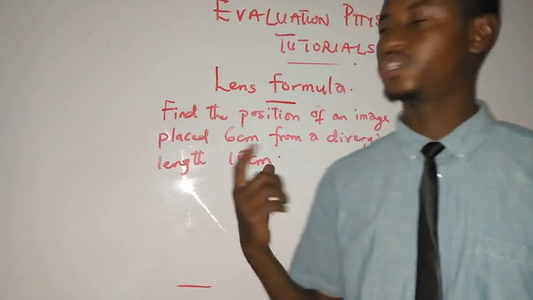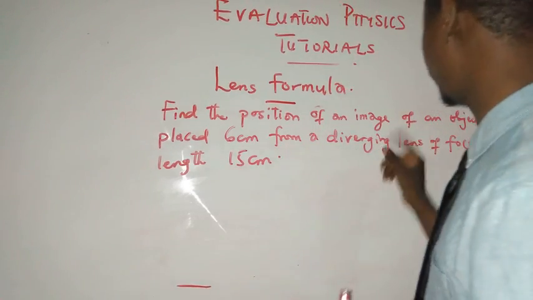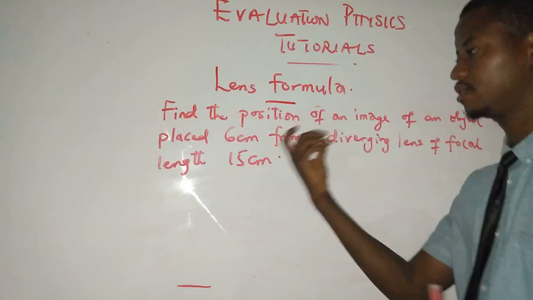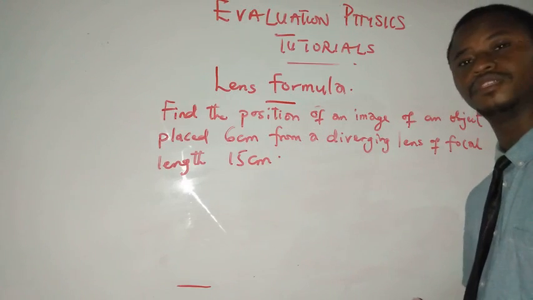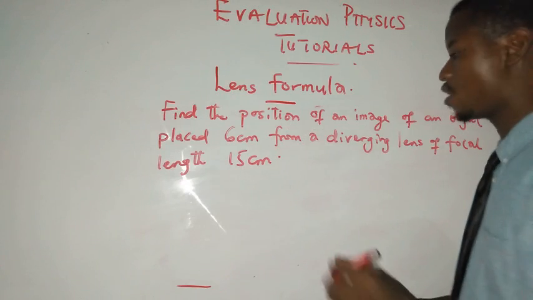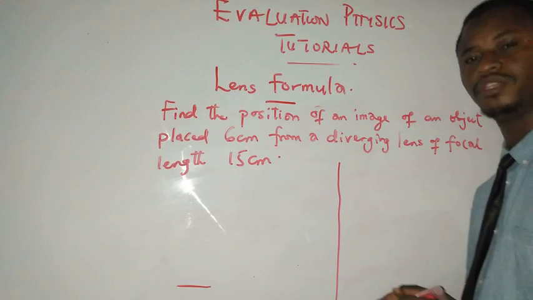So sit back while I take you through a worked example on lens formula as promised in our previous class. So let's read this question together. The question says, find the position of an image of an object placed 6 cm from a diverging lens of focal length 15 cm. What are the key words that we should note in this question?